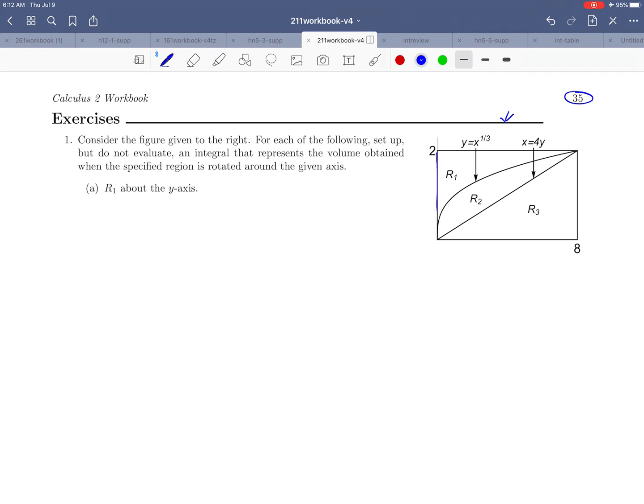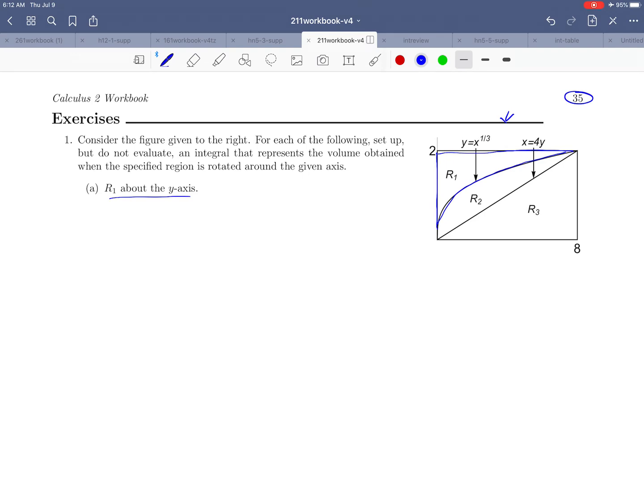And I'm just going to kind of highlight it. So it's the region that lies between the curves that I'm kind of tracing out. And they'd like us to rotate that curve about the y-axis and set up an integral that would give us the volume of that solid of revolution.